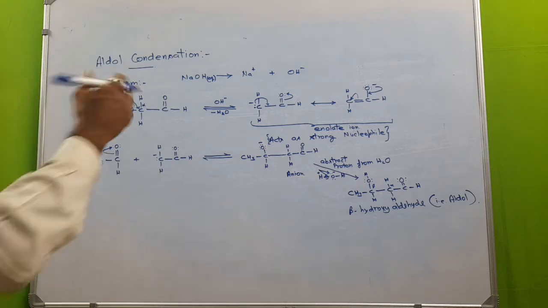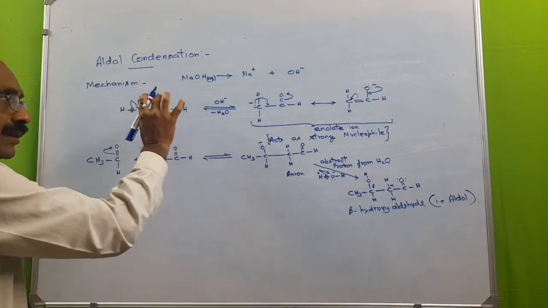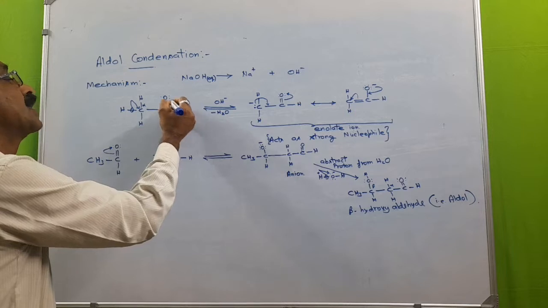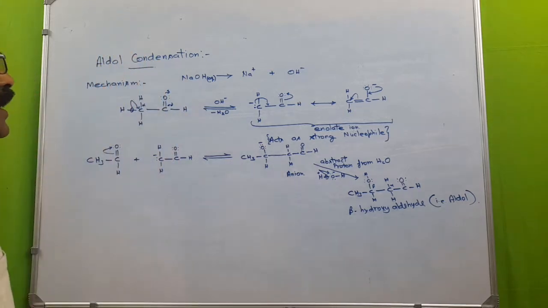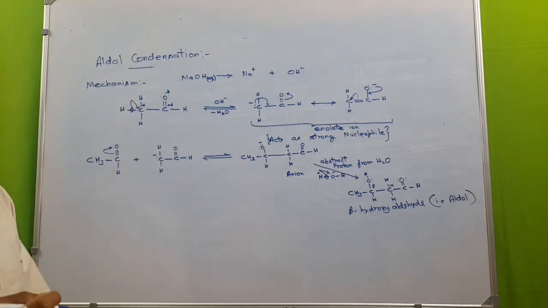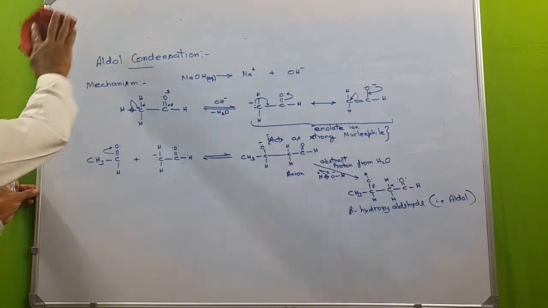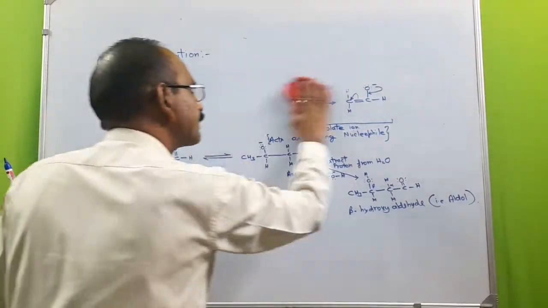See, remember in carbonyl compounds, the C=O bond always has a polarity. Here the carbon remains partially positively charged, oxygen remains partially negatively charged, because there is a large difference in the electronegativities of carbon and oxygen. See, remember one more thing. So this was the mechanism, and remember one more thing here.